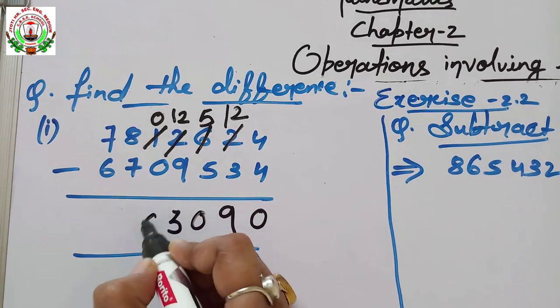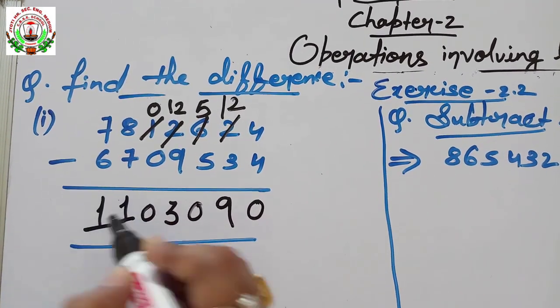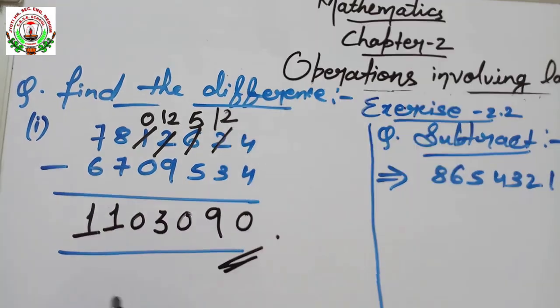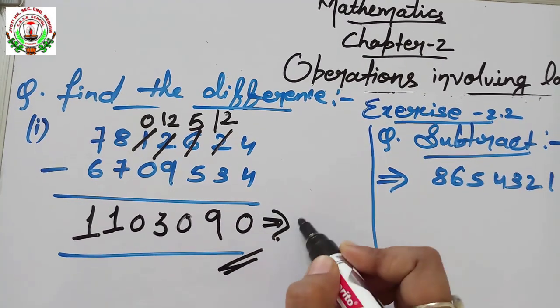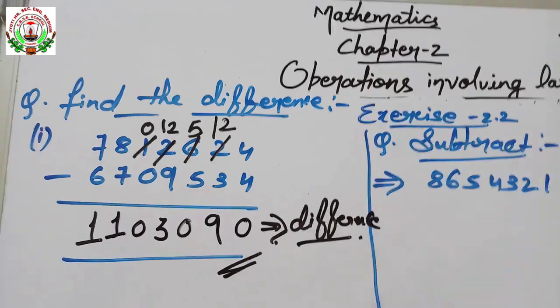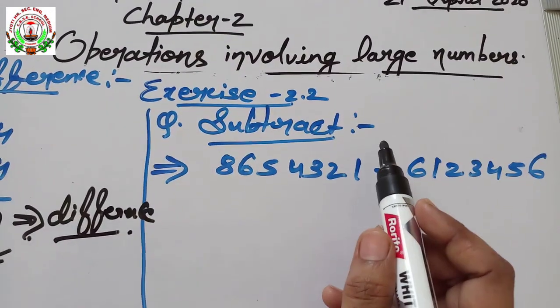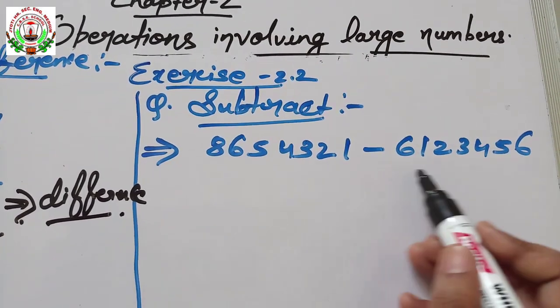0 minus 0, 0. 8 minus 7, 1. And 7 minus 6 is also 1. So here is the difference. This is what? As I explained this earlier, this is difference. Now let's come to the second question. Here subtract is given, and the question is given like this.